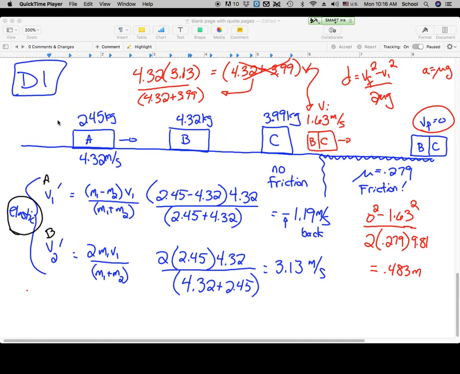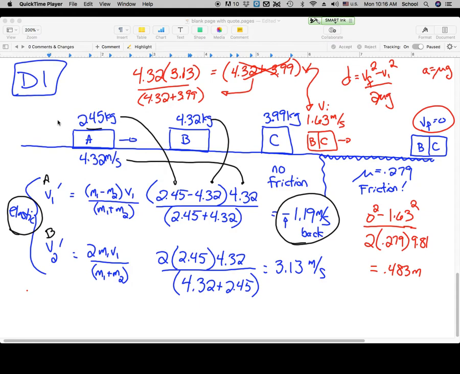So if you check your numbers carefully, these are the numbers that were given. This was M1, this was M2, and this was V1. And so you just start plugging in exactly like they're saying, and we find that A is traveling at negative 1.19 meters per second. The negative, of course, implies that it's going backward.